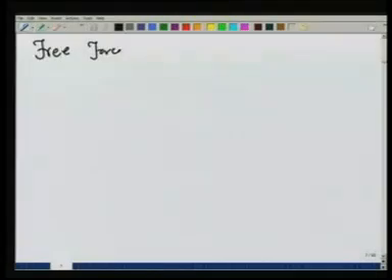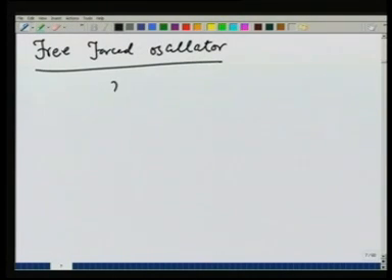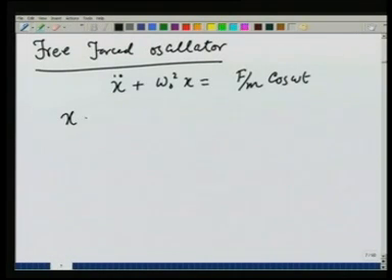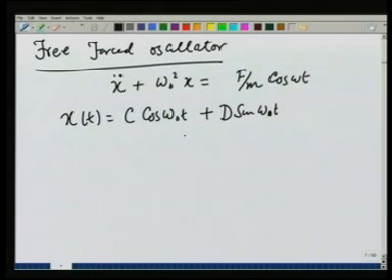So, we find that for a forced oscillator, for which the equation of motion is x double dot plus omega naught square x is equal to F over m cosine of omega t, the solution is x(t) is equal to c cosine omega 0 t plus d sine omega 0 t plus x particular.